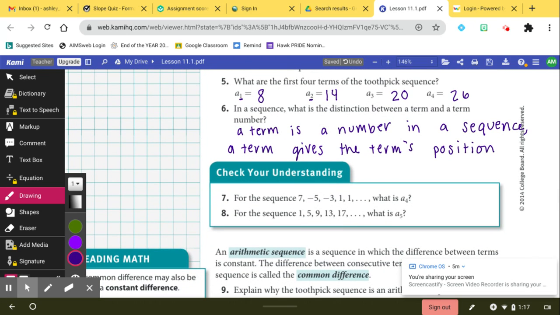So doing the check for understanding. It says for the sequence 7, -5, -3, 1, 1, what's a sub 4? So what's the term in the fourth position? That would be 1.